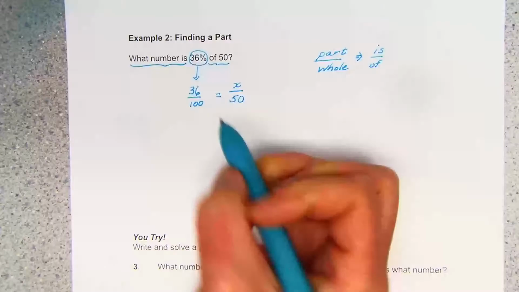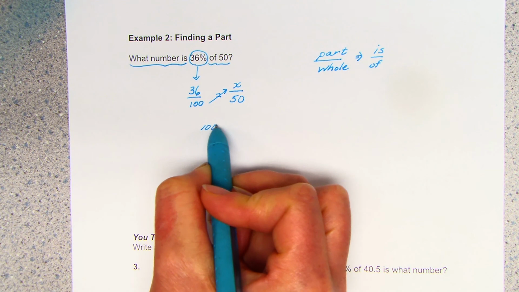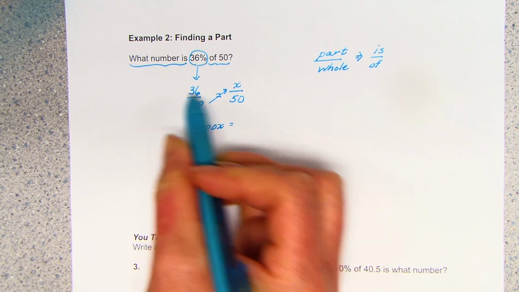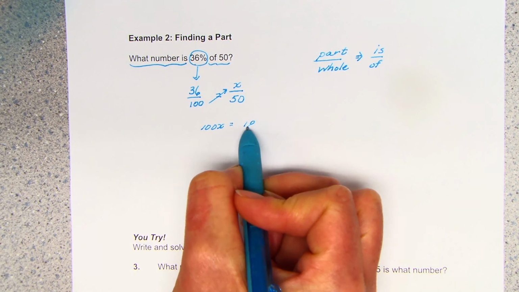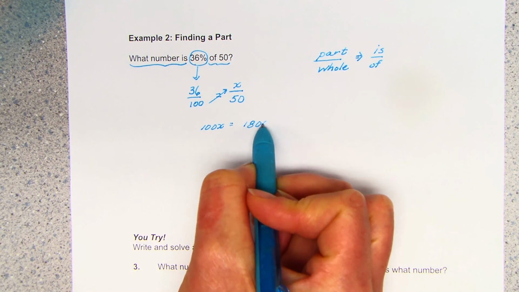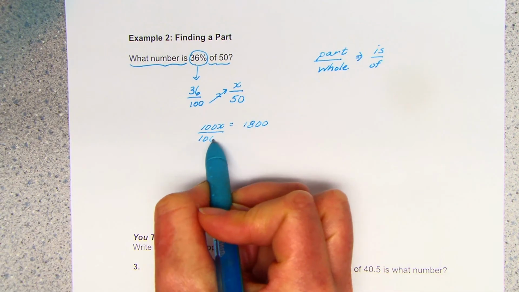And then again, cross products property. So we have 100x equals 36 times 50. It's going to be half. And then I have a 0. Right, and then we will divide by 100.